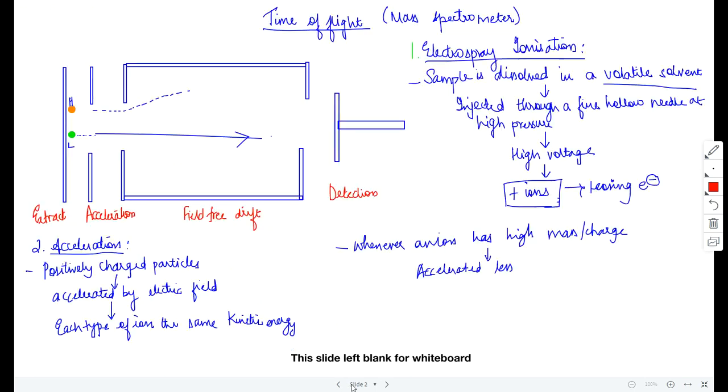Now again going back to the diagram. We have emitted the samples. They have moved past the acceleration, they have come to the field free drift, and we have detected. So once these ions have been detected, what is happening? A spectrum is being created, right? This is then simplified into a graph. Whenever we are doing mass spectrometry, we always detect with the help of a graph. So how will it look?